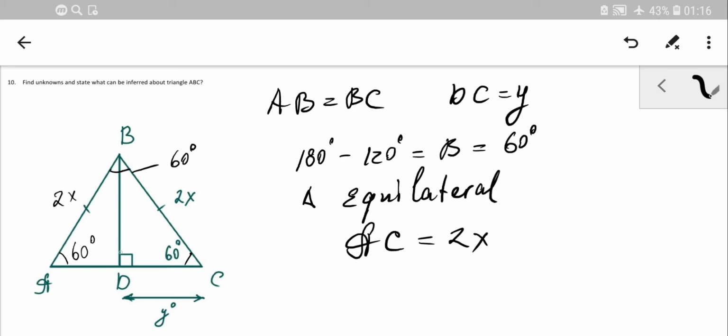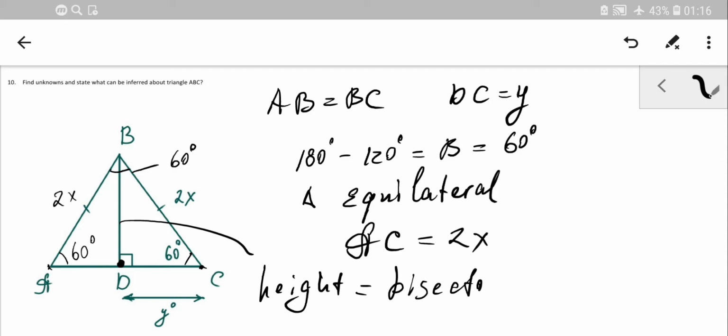But let's consider that we have a bisector that splits AC, because it's a height, and a height in a triangle becomes an angle bisector and a base bisector. So the height equals the bisector in terms of angles and the side. So this is also y, but we know 2 y's is simply 2x. So all sides are the same.